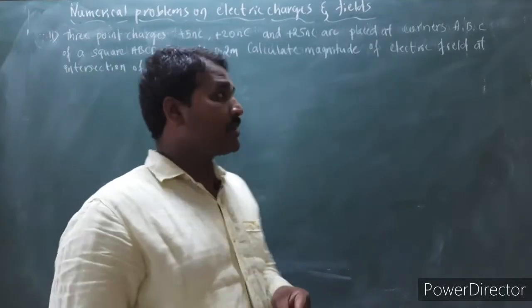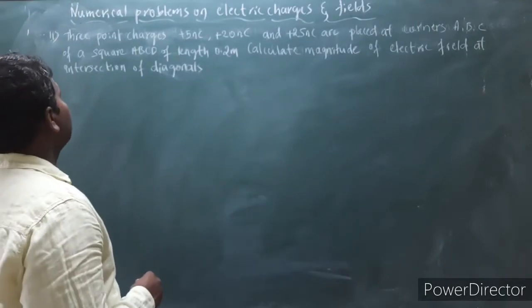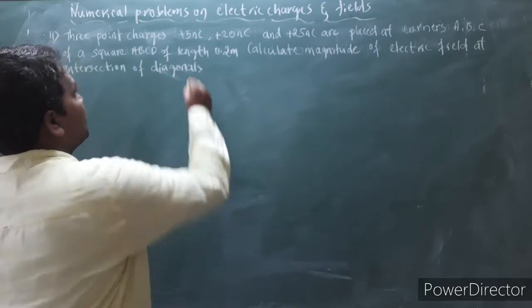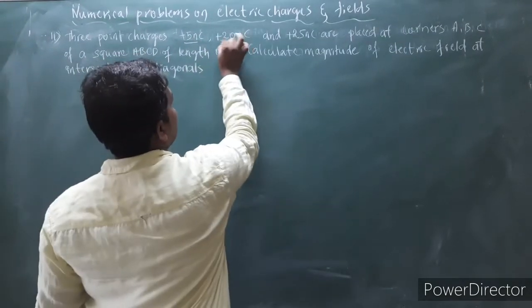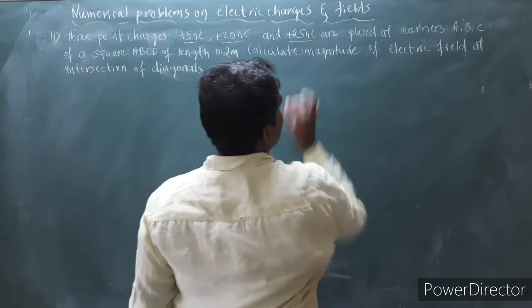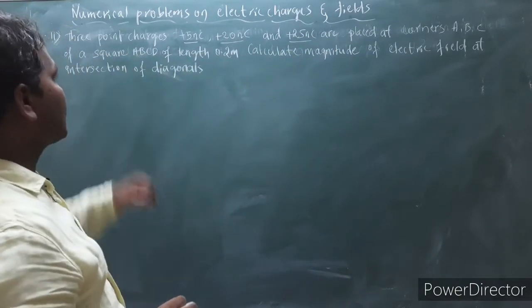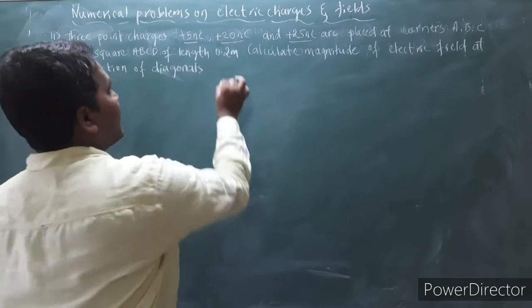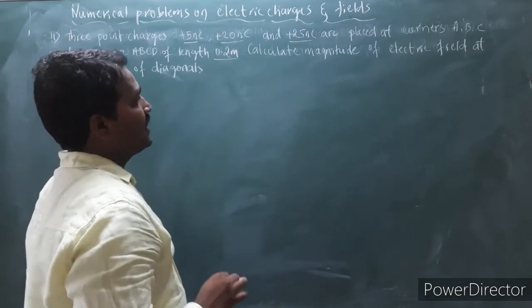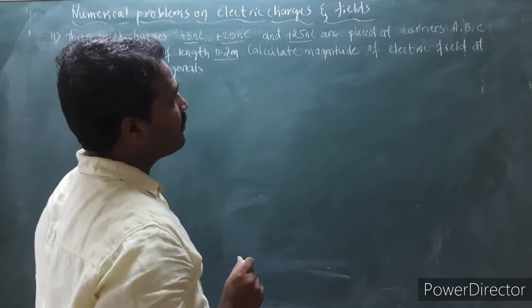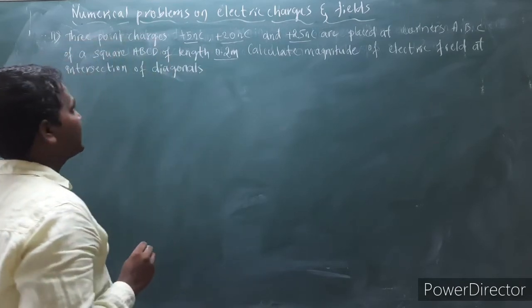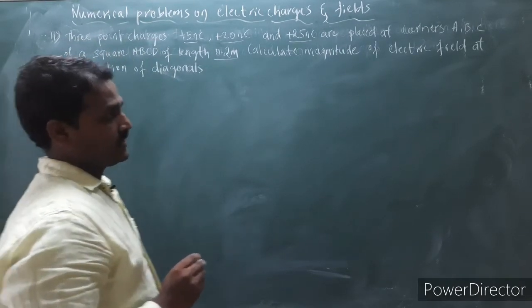Look at question number 11. They have given 3 point charges, plus 5 nanocoulomb, plus 20 nanocoulomb, plus 25 nanocoulomb, placed at corners A, B, C of a square ABCD of length 0.2 meter. Calculate the magnitude of electric field at the intersection of the diagonals.